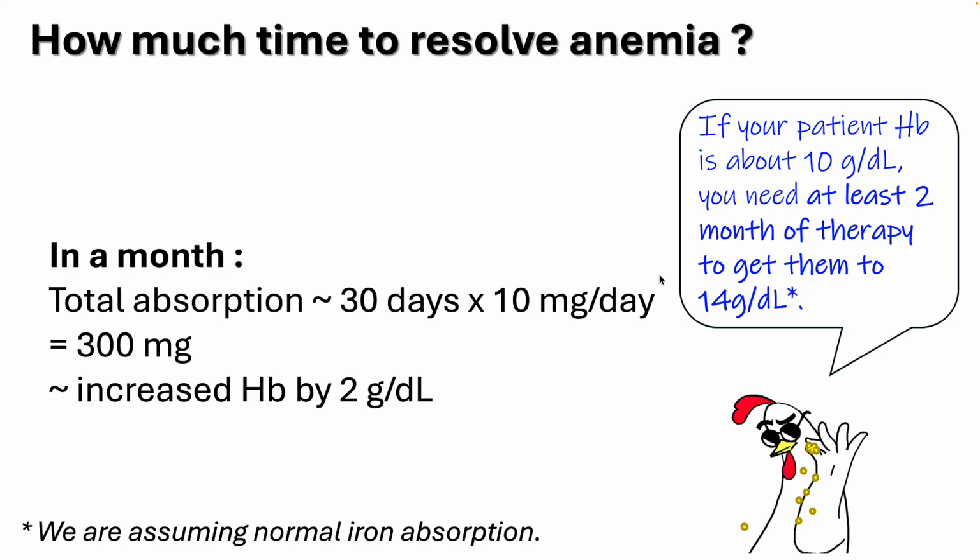However, if your patient has other factors associated with it, like chronic blood loss such as menstruation, you would likely need a longer duration of therapy. And this is because of additional daily requirements which will be added to this number.